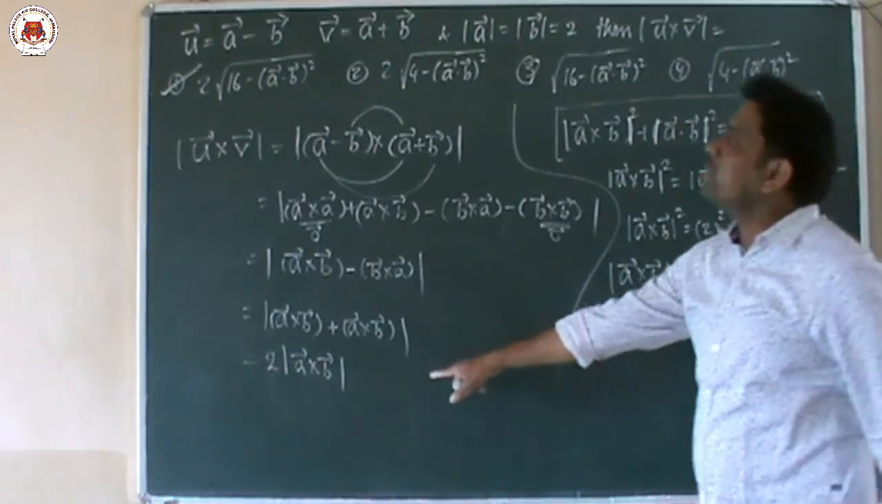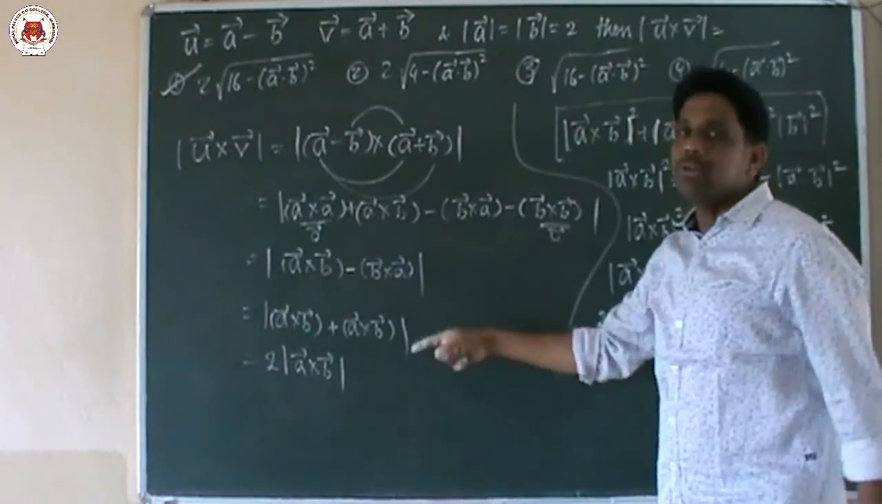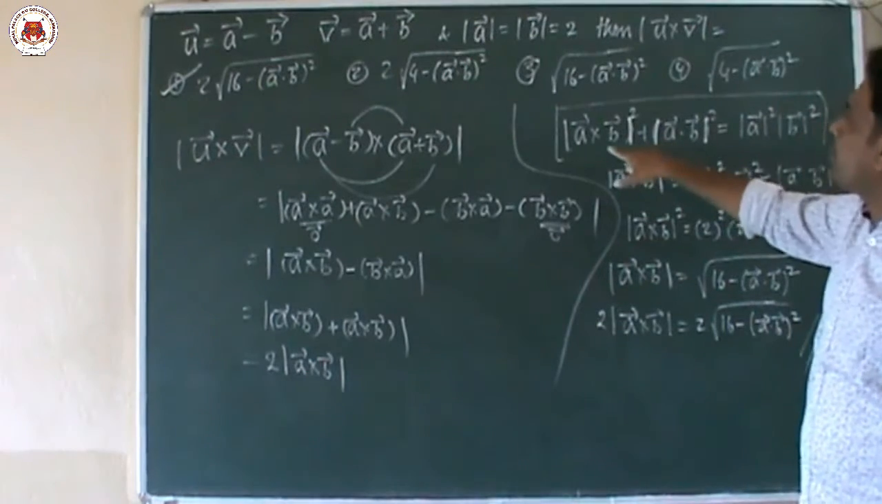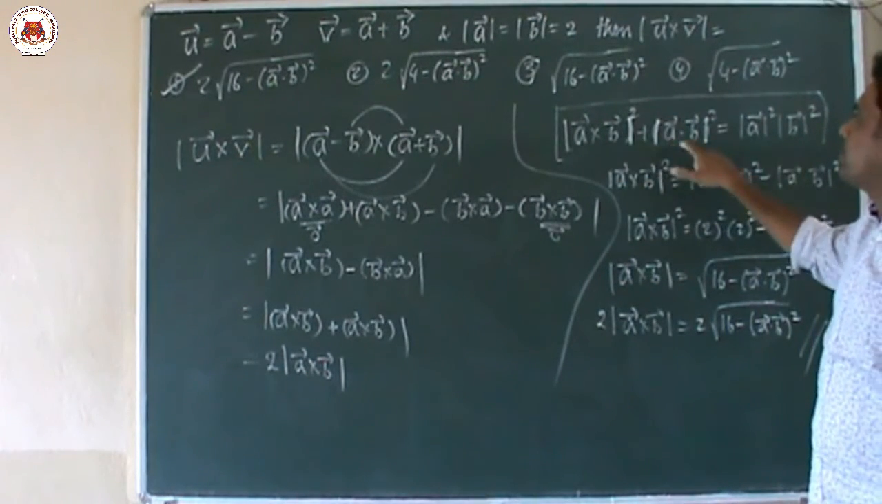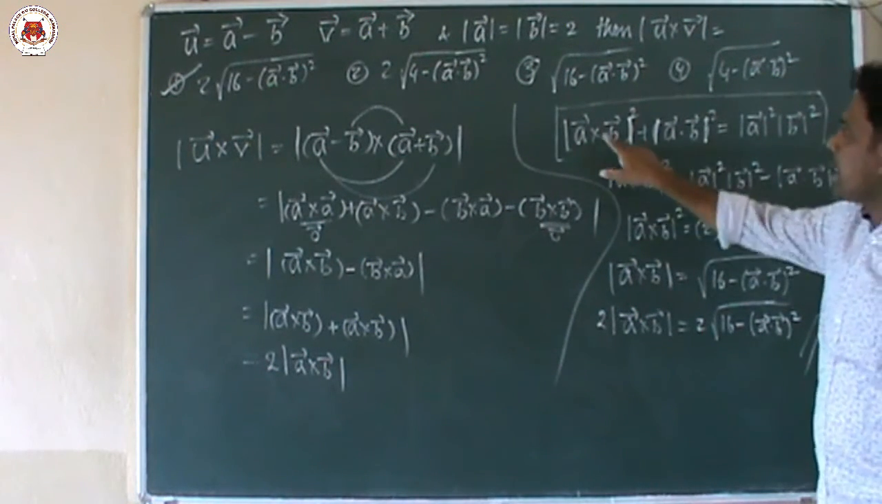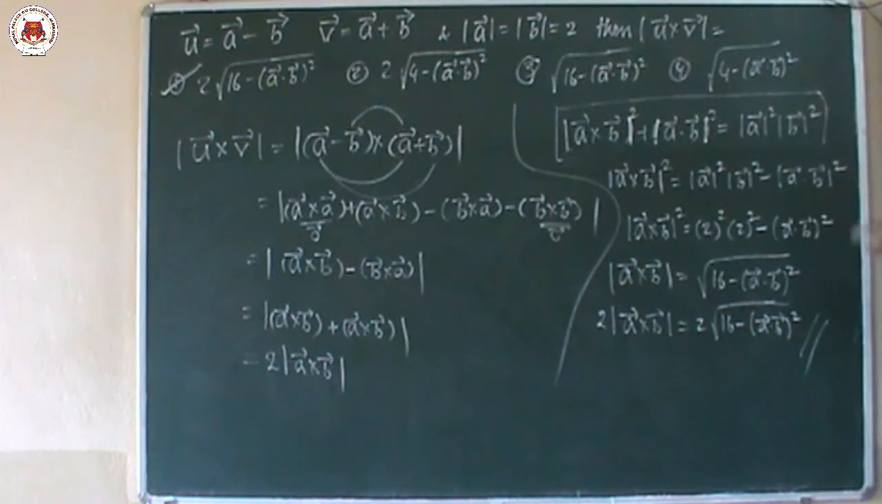But this is the option not here. Then we will go to the further problem, further steps. A cross B, we have a formula. Mod of A cross B whole square plus mod of A dot B whole square is mod A square mod B square. From this, I want A cross B, so if you send that to the other side, it is converted as minus.